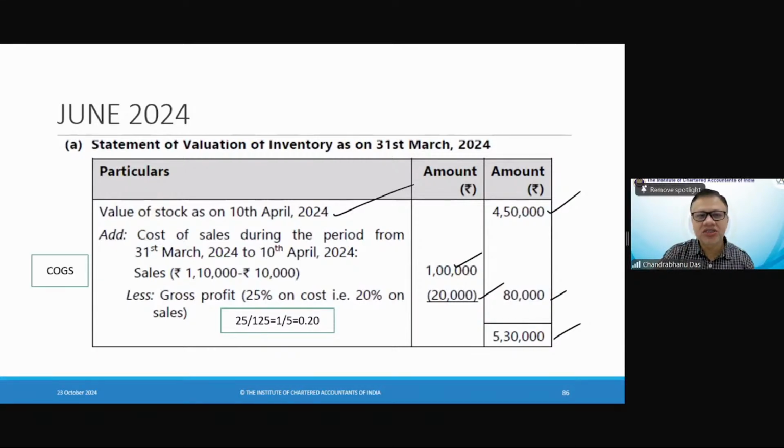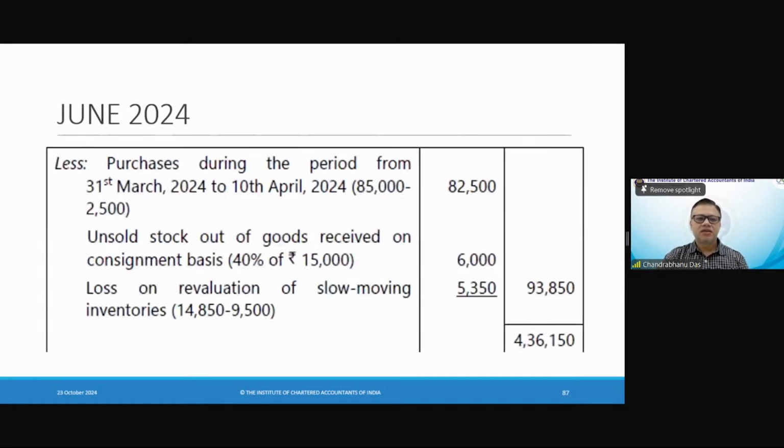So this is your COGS figure as I have mentioned here, and you have added it here. Now what we are deducting is the purchases. When we are deducting the purchases, we are first of all deducting the purchase returns. Then whatever is the unsold goods, that is coming under the closing stock, so it should not come under the opening stock.